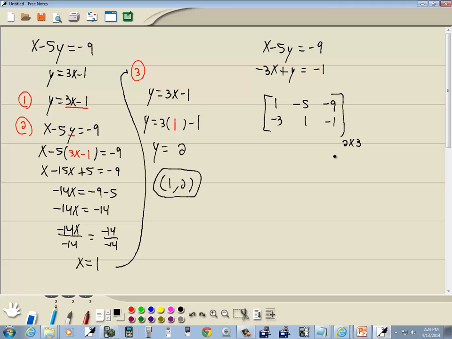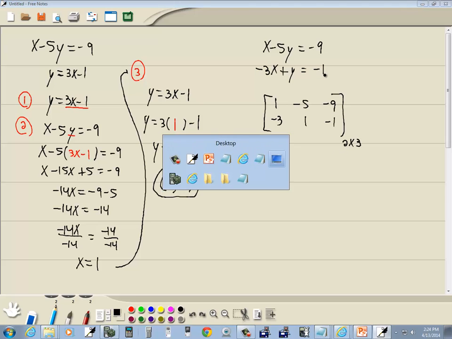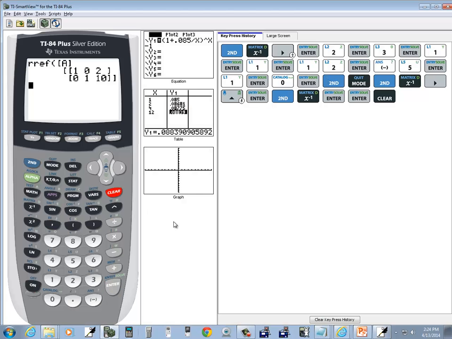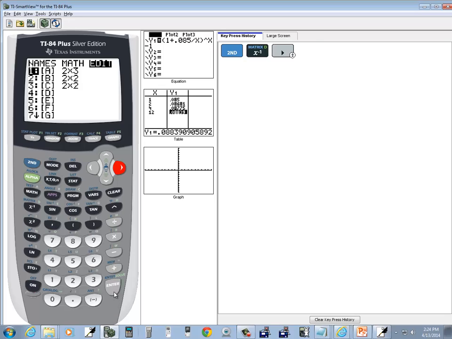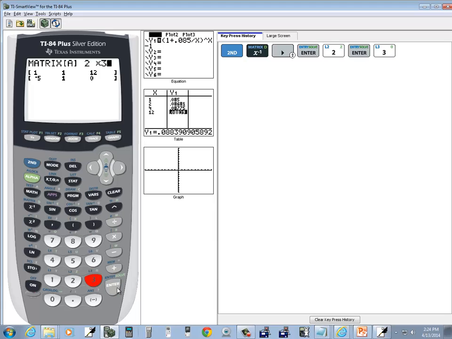So let's go enter this in. So I'll do second x to the negative 1, go to my matrix. That's actually your inverse button. And I'll go over to edit, so I'll right arrow over to edit, and do enter on A. And it's rows by columns, 2 by 3. So I do 2, enter, 3, enter.